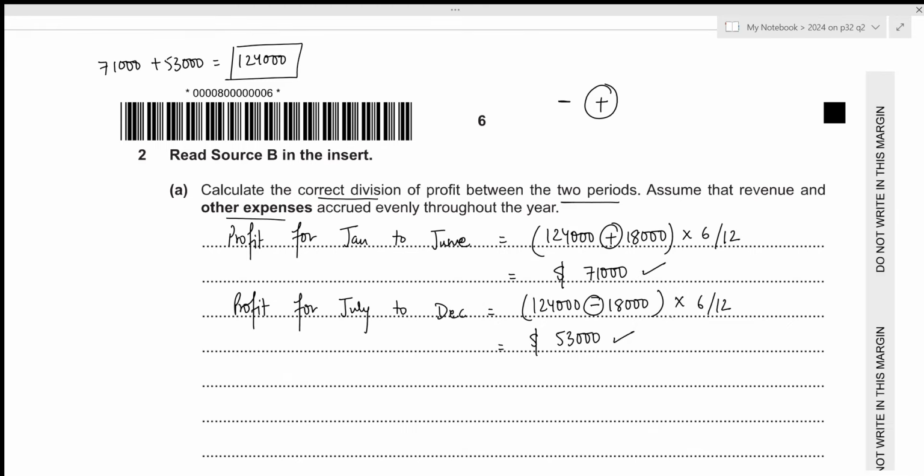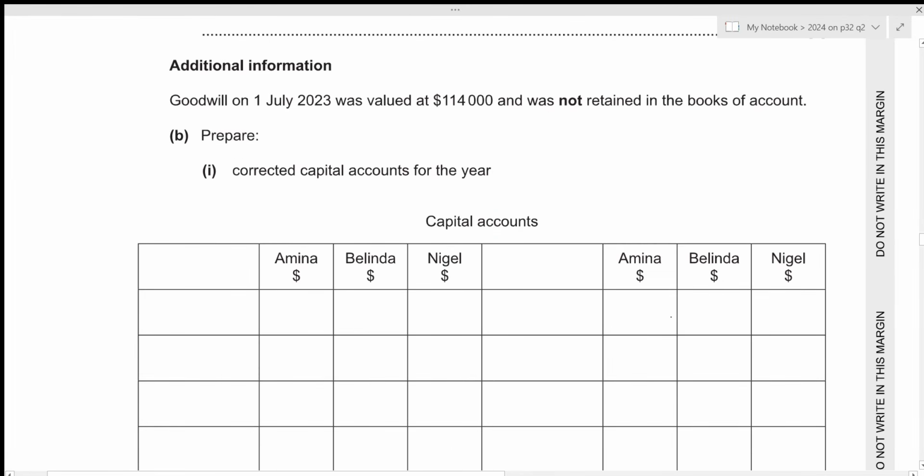That is all for the first part. Let's move towards the next one. Goodwill on 1st July 2023 was valued at 114,000 and was not retained in the books of accounts. We need to make adjustment for goodwill whenever a new partner is introduced into a business. That is why we now need to prepare the corrected capital accounts for the year.